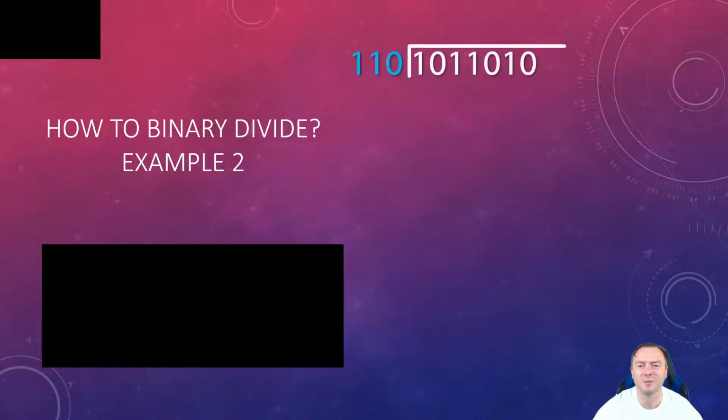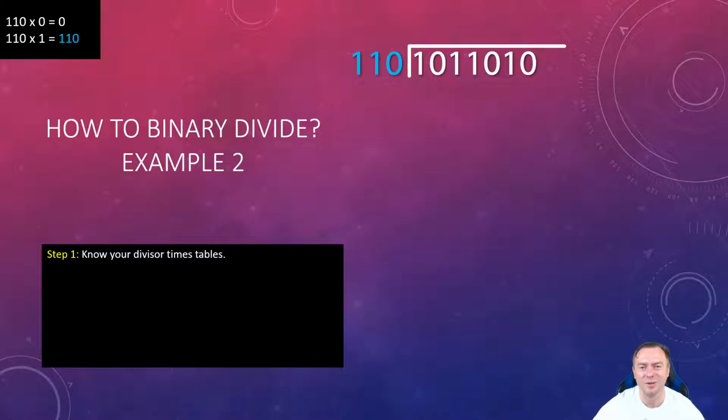So the next one, a little bit trickier. I've done 110 into 1011010. You can either pause the video and have a crack yourself, or you can follow along as I go. This one's a little bit trickier, so it's not going to be as cookie cutter to fill in the blanks. But let's just start again. First of all, we write out the divisor times tables. So you're either timesing it by 0 or timesing it by 1. So either you don't have it or you do. And then we just look at the columns.